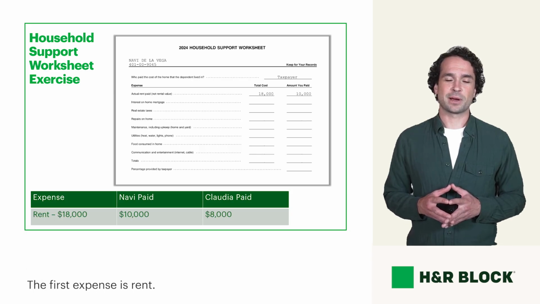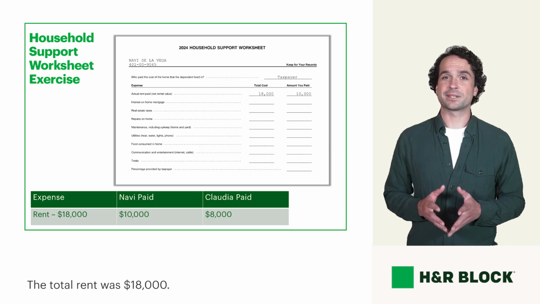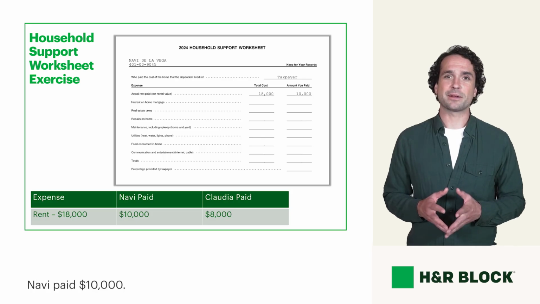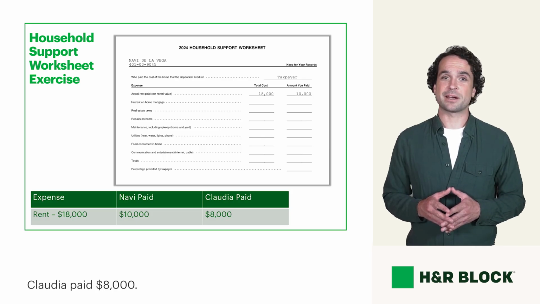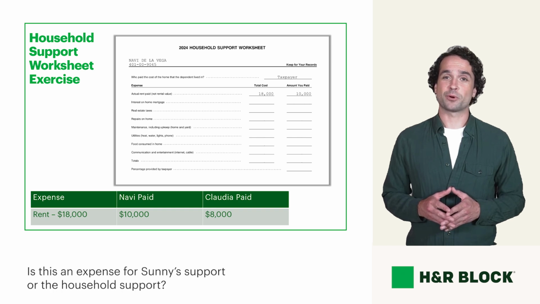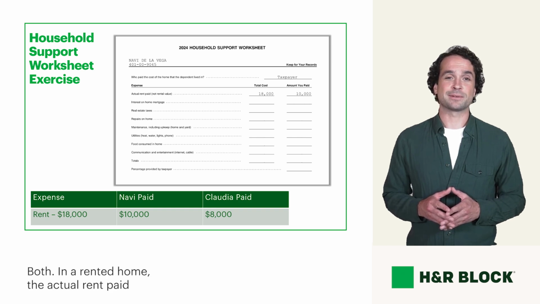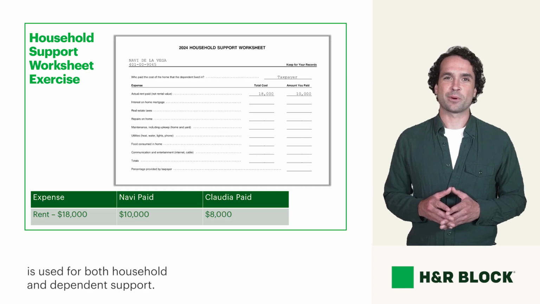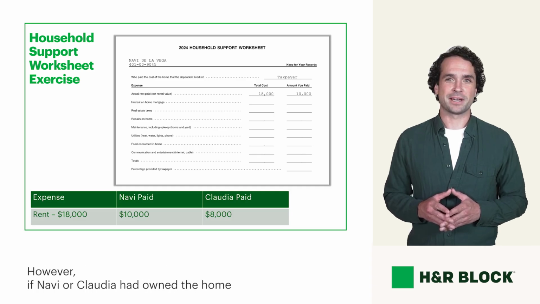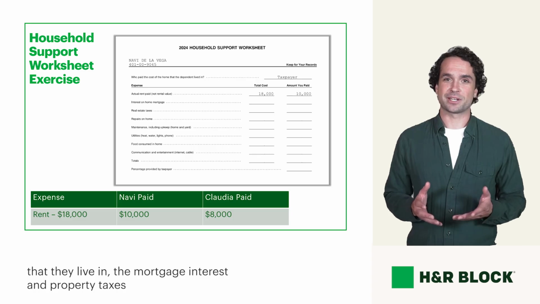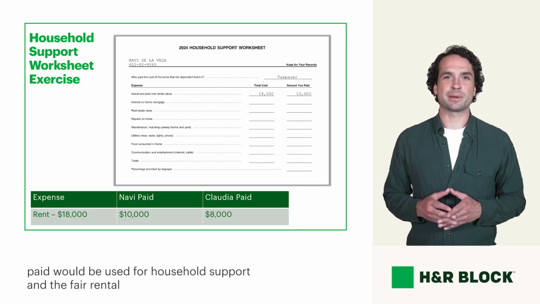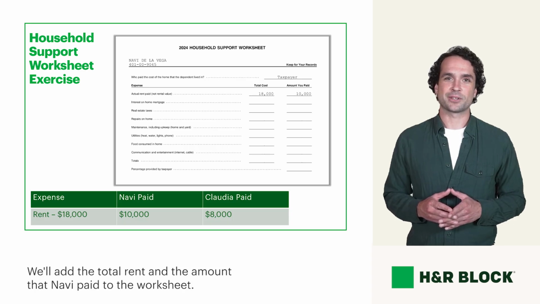The first expense is rent. The total rent was $18,000. Navy paid $10,000. Claudia paid $8,000. Is this an expense for Sonny's support or the household support? Both. In a rented home, the actual rent paid is used for both household and dependent support. However, if Navy or Claudia had owned the home that they live in, the mortgage interest and property taxes paid would be used for household support, and the fair rental value of the home would have been used for dependent support. We'll add the total rent and the amount that Navy paid to the worksheet.